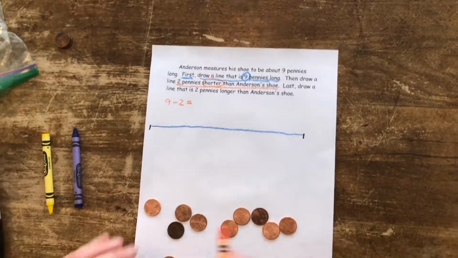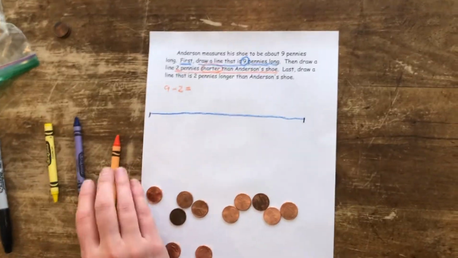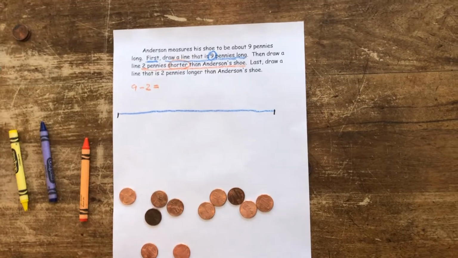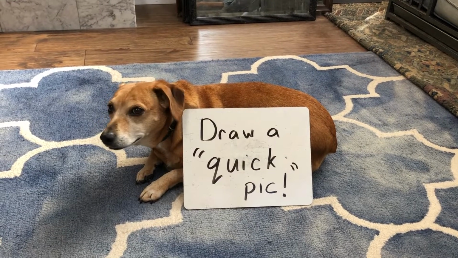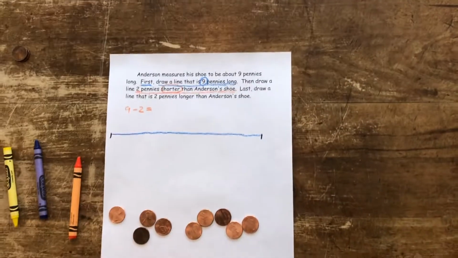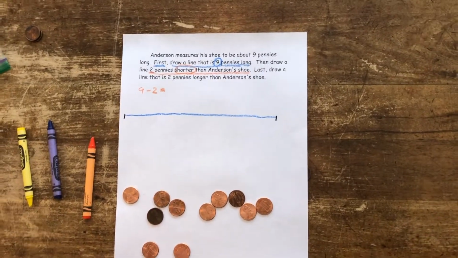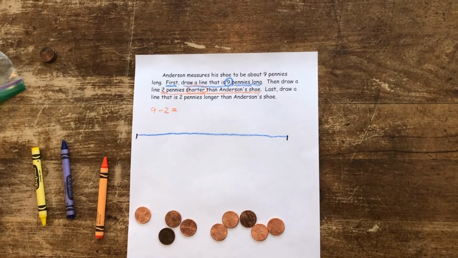9 minus 2. Now, if you get stuck, what can you do? Penny, what can we do if we get stuck? Penny says draw a quick pick. Oh, you're telling me you don't need a quick pick? All right, this is my last quick pick.